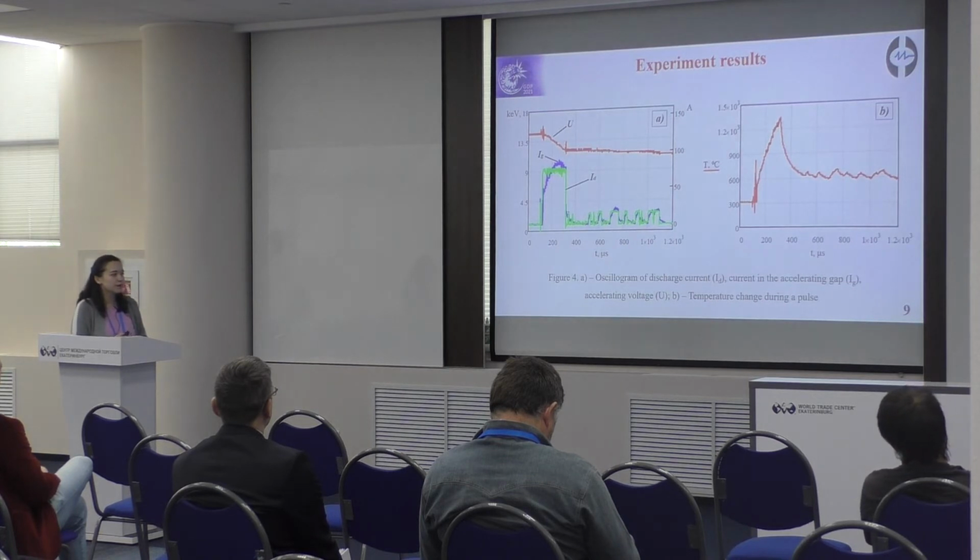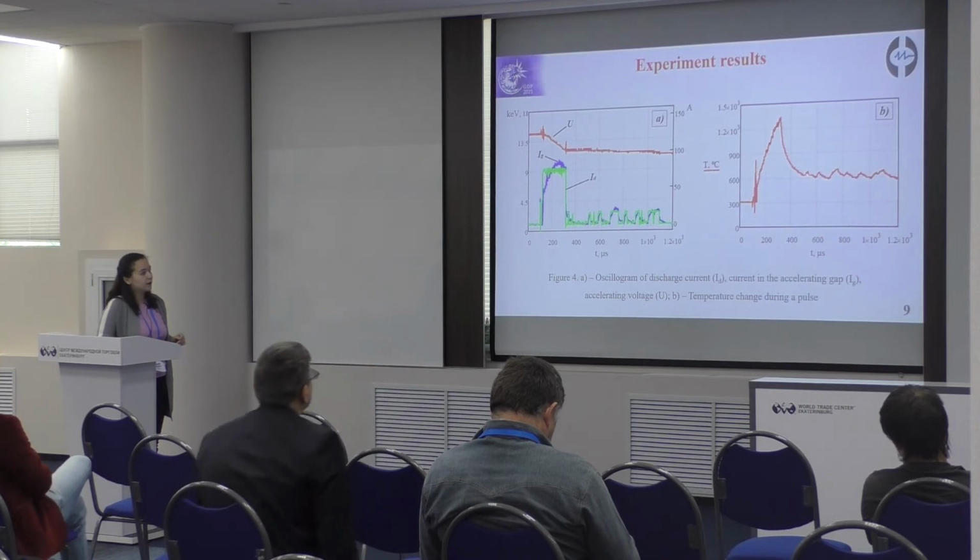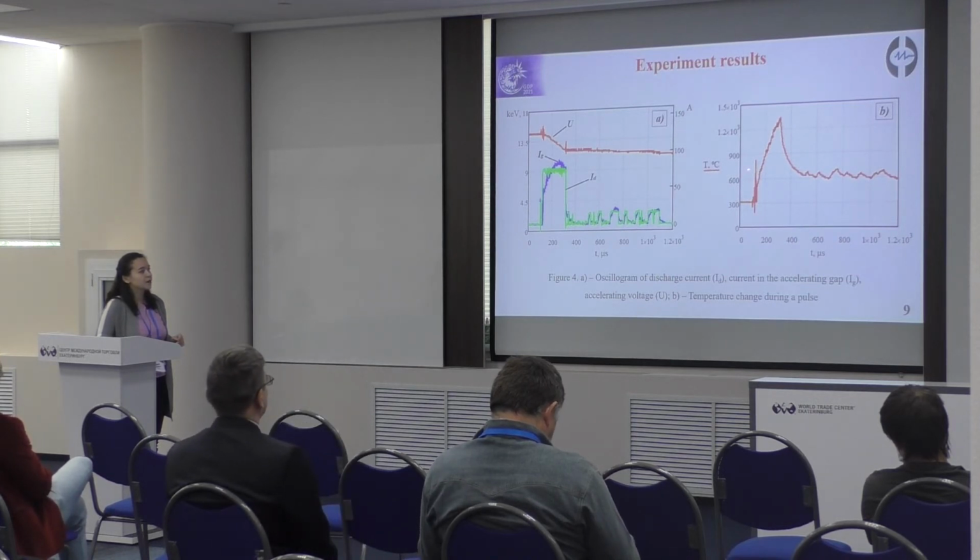Actually, the idea was to show that it is possible to control the temperature of the surface, and we decided to keep the temperature of the surface for some time. Here you can see the oscillogram of discharge current, beam current, and accelerating voltage, as well as how temperature behaved during the pulse. In the second regime, the temperature was kept at around 600 degrees, around the melting temperature of silicon.